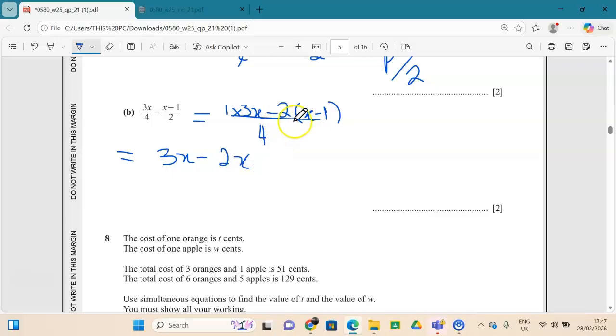And I'm going to say negative 2 multiplied by negative 1. You see why we needed to work with that bracket. That will give us 2, and all will be over 4. So we collect like terms. 3x minus 2x will give us x. We're going to have x plus 2 over 4, and that will be our final answer.